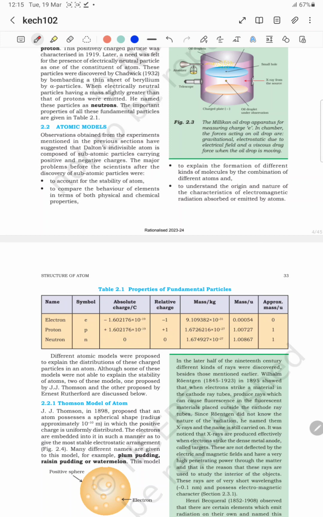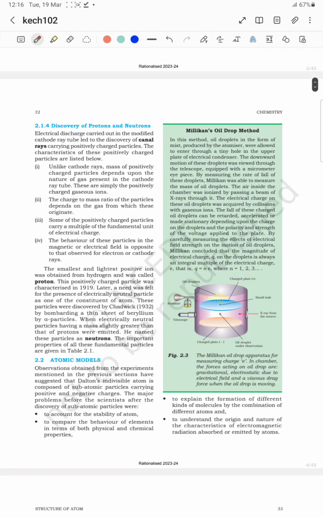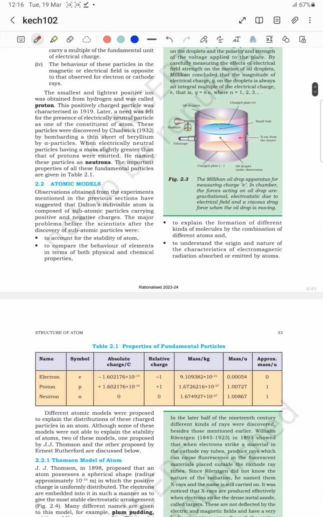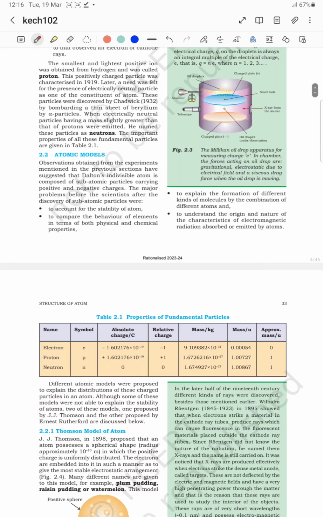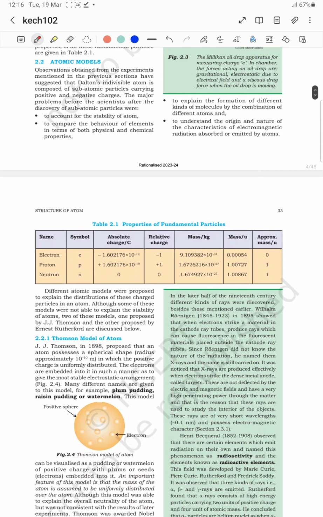The major problems before the scientists after the discovery of subatomic particles were to account for the stability of atom, to compare the behavior of elements in terms of both physical and chemical properties, to explain the formation of different kinds of molecules by the combination of different atoms, and to understand the origin and nature of the characteristics of electromagnetic radiation absorbed or emitted by atoms.